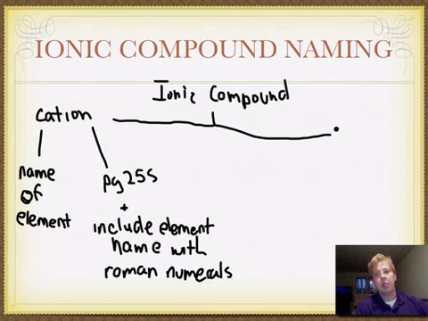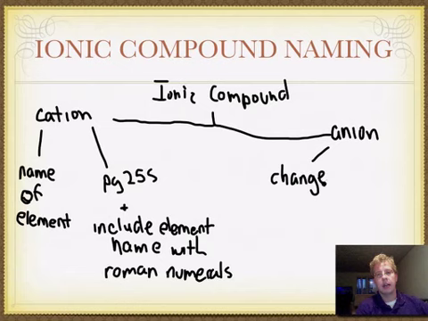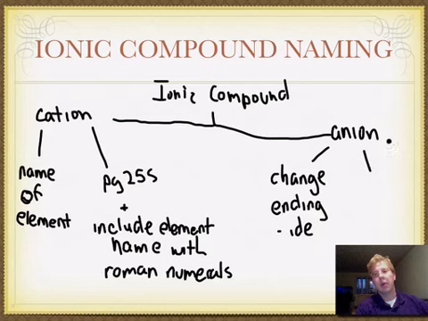For the anion part, if the anion is an element from the periodic table, you're going to change the ending to IDE. If the anion is a polyatomic ion, so it has more than one element involved with it, use the chart from page 257.